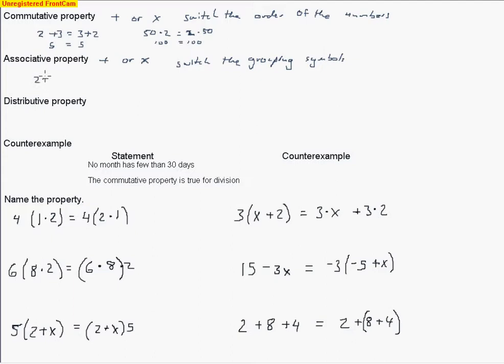So let's take a look at a problem here. Let's say we had three numbers, 2 plus 1 plus 3. I could add the 2 and the 1 first, and that gives me 3. 3 plus 3 gives me 6. So I get that answer.